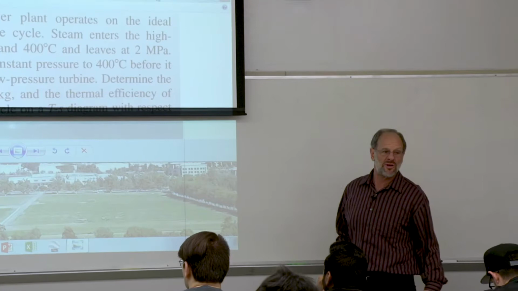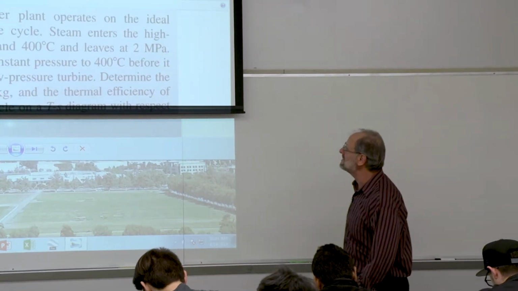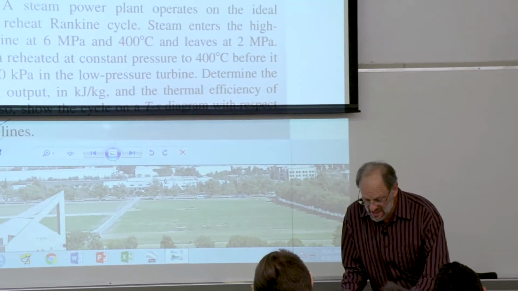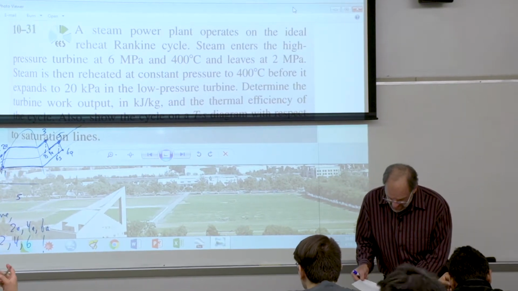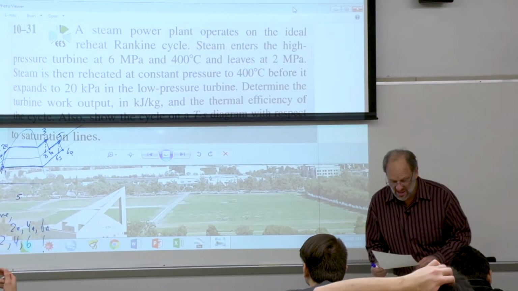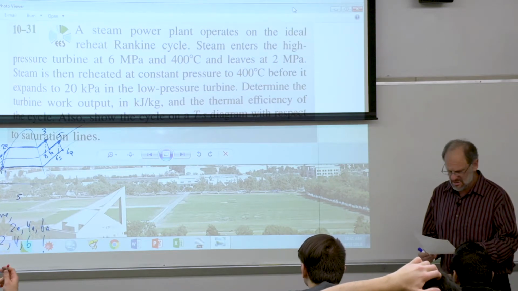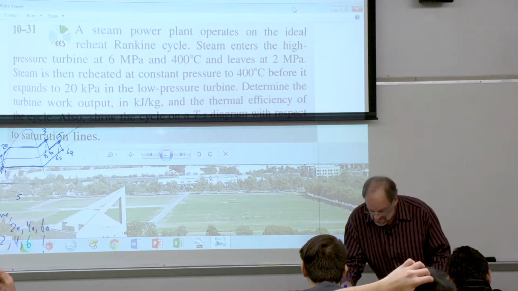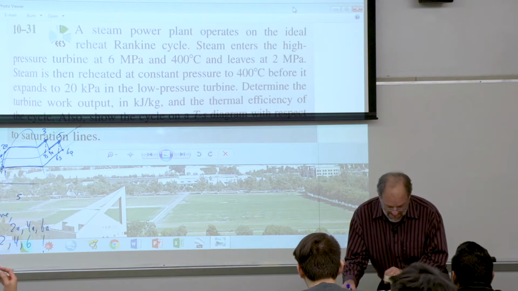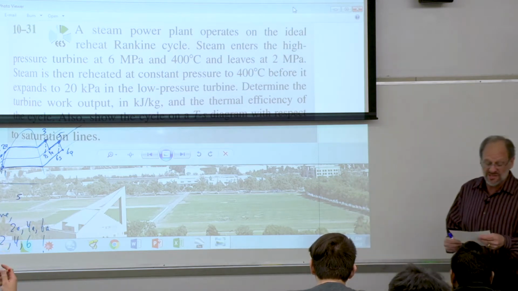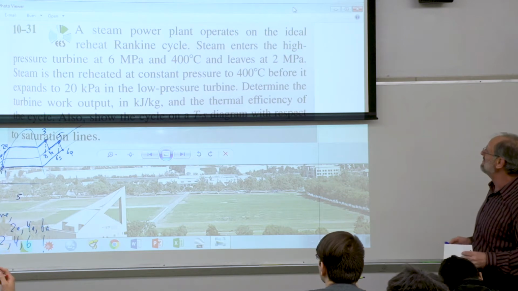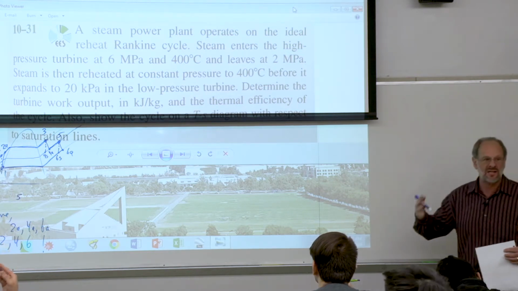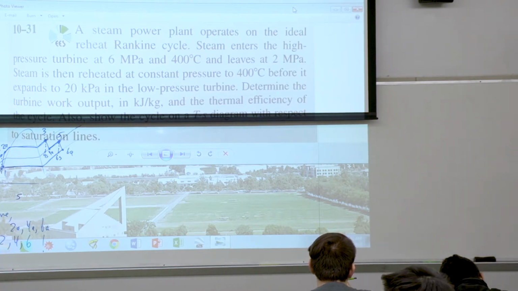So this is problem 10-31, and it's from the 8th edition of the textbook. And here we're told that we have a steam power plant that operates on the ideal reheat Rankine cycle. This is ideal, so I'm not going to use isentropic efficiencies.